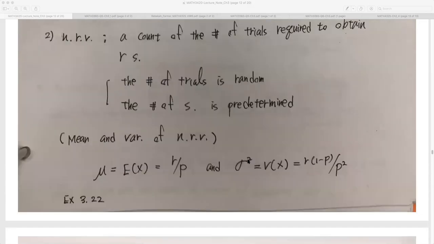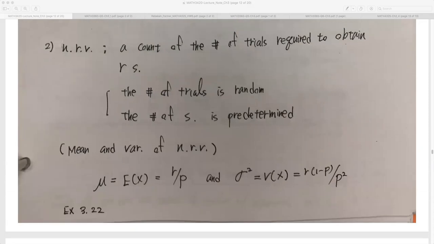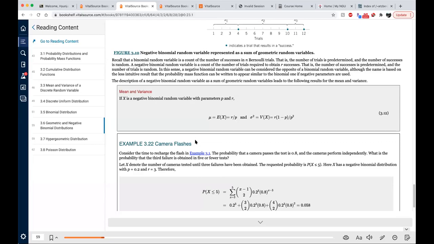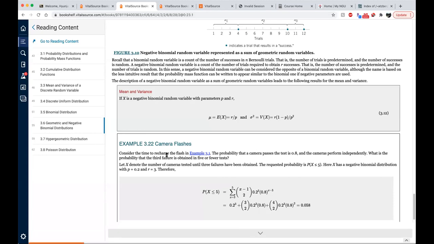Now let's see the example, example 3.22, camera flashes. We haven't seen that experiment in example 3.1, but consider the time to recharge the flash in example 3.1. The probability that a camera passes the test is 0.8, and the cameras perform independently. What is the probability that the third failure is obtained in 5 or fewer tests? So r equals 3, right? And the number of trials is not fixed, not predetermined.